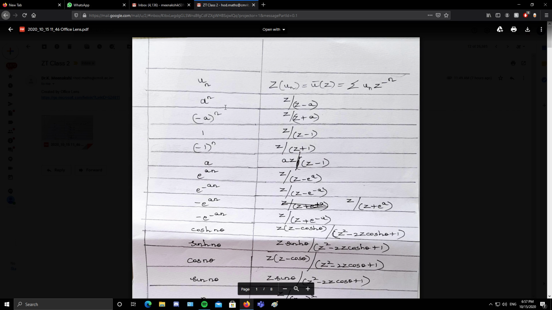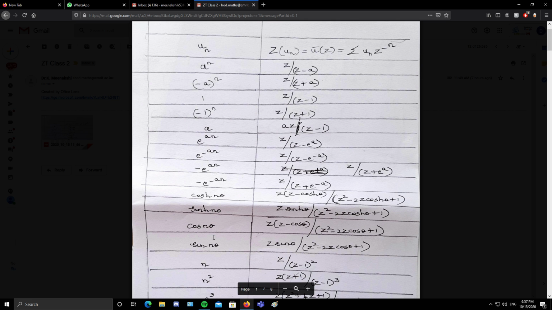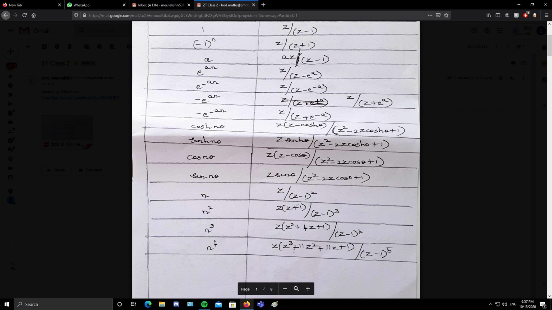So last class I discussed the transform of standard functions: a bar n, minus a whole bar n, 1, minus 1 whole bar n, the constant a, e bar a n, e bar minus a n, e bar minus e bar a n, minus e bar minus a n, cos h n theta, sin h n theta. So I discussed up to n bar 4.